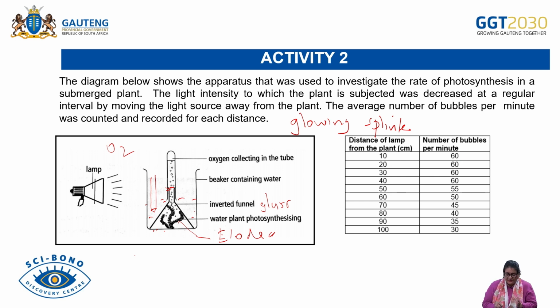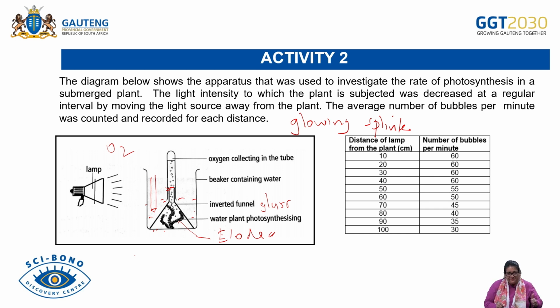When it moved away, 20 centimeters, still 60. 30, still 60. So that means the best level of photosynthesis for this plant to produce maximum oxygen bubbles would have been at 30 centimeters. So if you move the plant to 30, that was the most suitable, because at 10, 20 or 30, the oxygen bubbles remain the same, 60. That means the highest amount of oxygen, the highest rate of photosynthesis, was when it was brought very close. But even between 10 and 30, the oxygen bubbles remain the same.